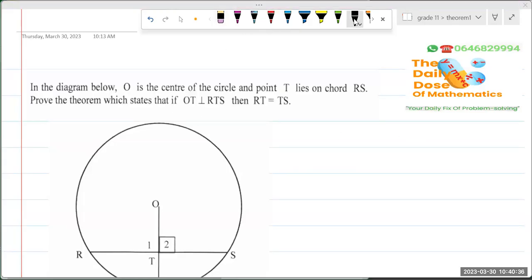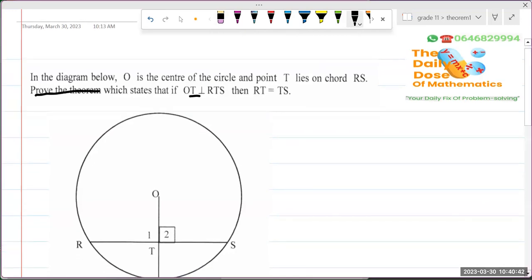We are going to construct, because we are proving a theorem. If you are using colored pens, then you can construct with a solid line. Then you construct OR, and then you also try to construct OS. So you join these two, OR and OS.